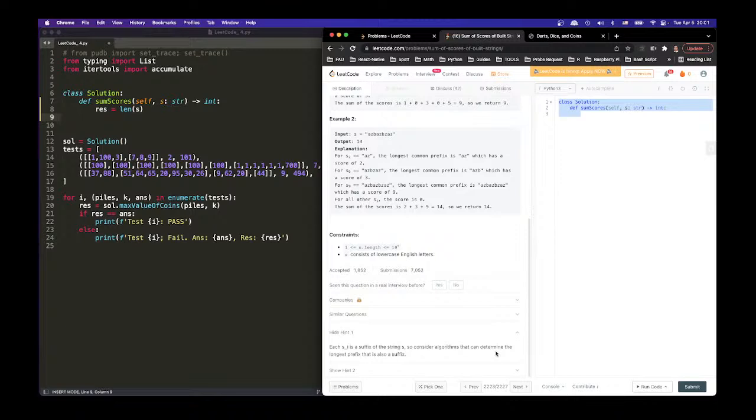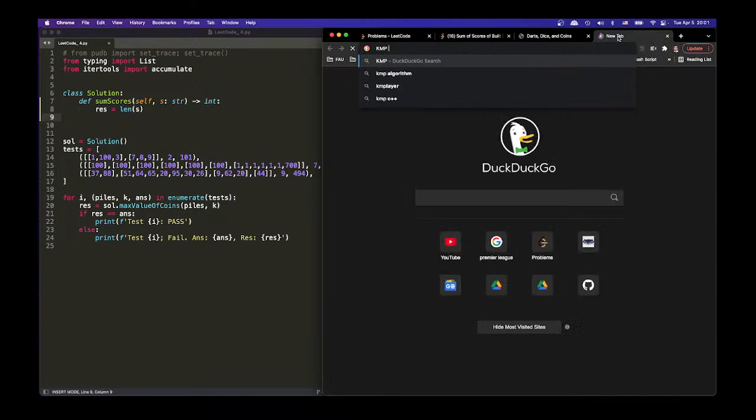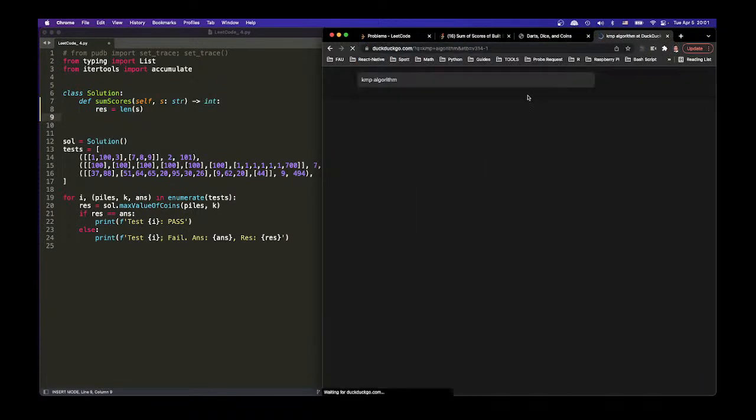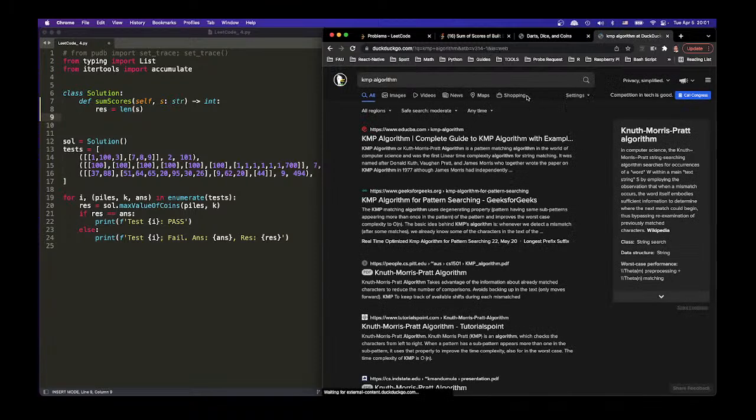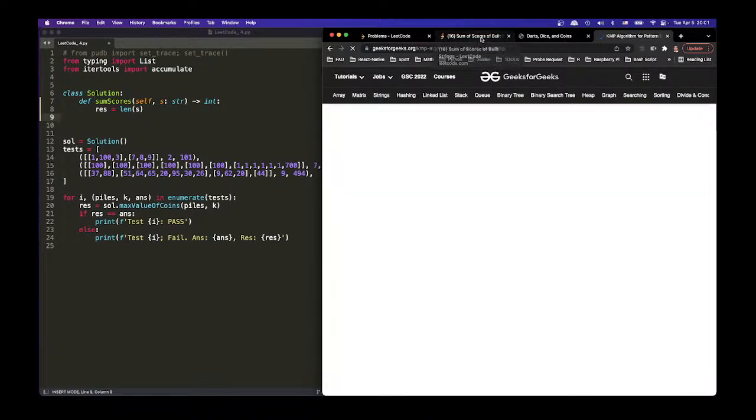Yeah, that's KMP. All right. Basically, I was trying to think of KMP by myself. Oh, is it called the KMP algorithm? Yeah, Knuth-Morris-Pratt. It is KMP.